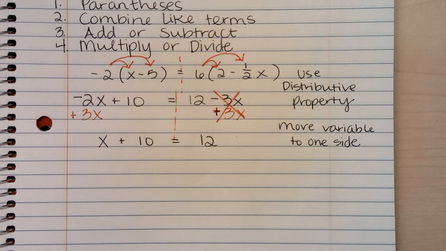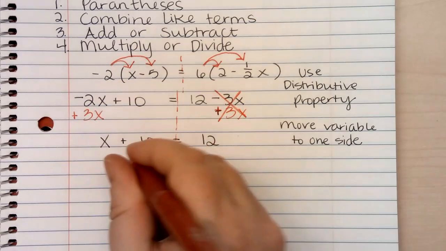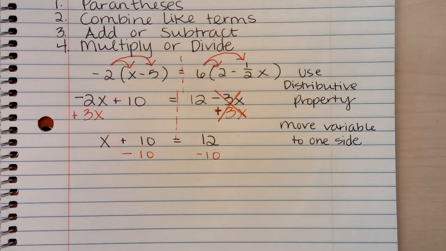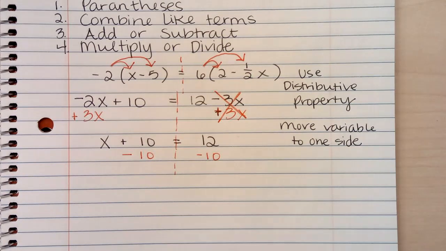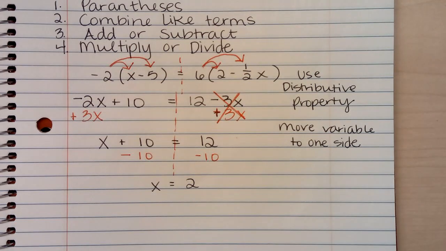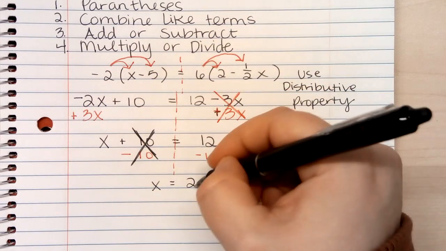All right. Notice I still need to add or subtract. So I'm going to use subtraction property of equality and subtract 10 from each side. And when I do that, I get x equals 2. Forgot to do my canceling out, my favorite part. 12 minus 10 is 2.